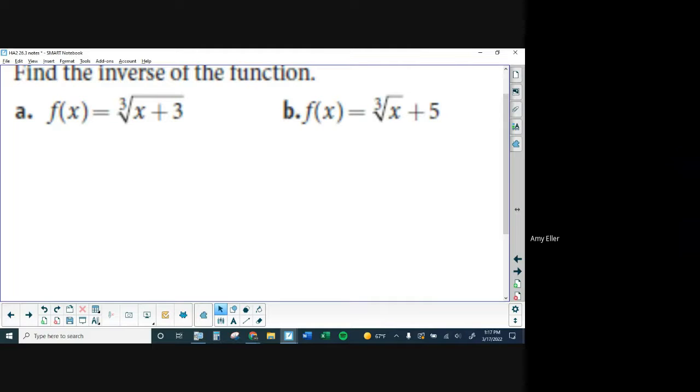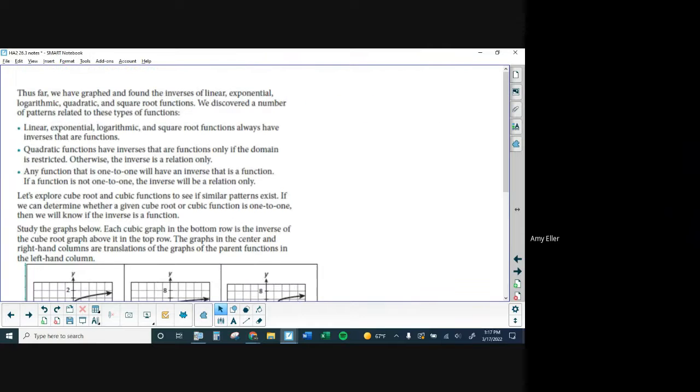Kind of a recap here on page 410. Go ahead and follow along as I read. Thus far, we have graphed and found the inverses of linear, exponential, logarithmic, quadratic, and square root functions. We discovered a number of patterns related to these functions. First, linear, exponential, log, square root functions always have inverses that are functions. Because up until yesterday, every function, we just found the inverse. We never even had to graph it to check anything because there never were any problems. So there's the list of all of the functions we've done before that we never even checked.